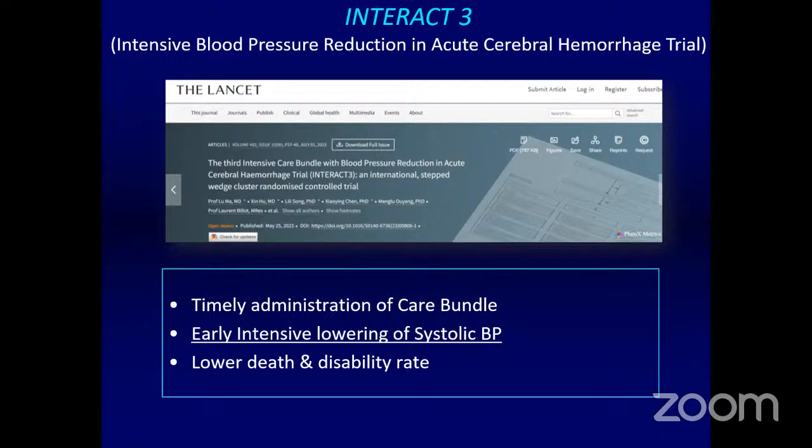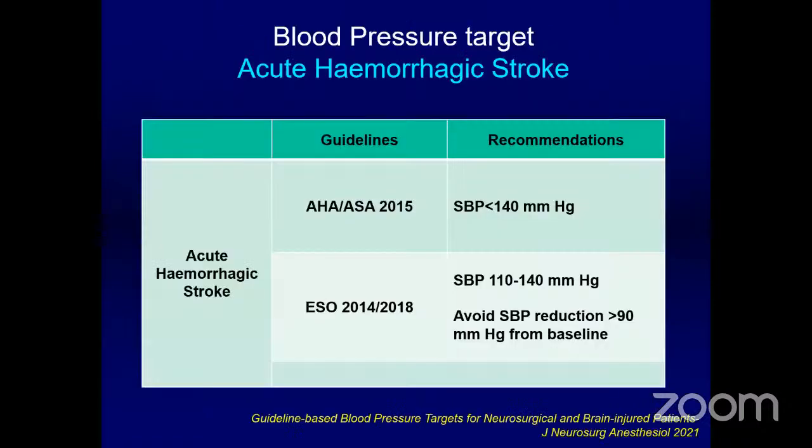So no doubt for patients with acute hemorrhagic stroke, what benefits are seen with an early intensive lowering of blood pressure cannot be negated, and we should be trying to bring down the blood pressure for these patients who are having an acute hemorrhagic stroke. Now the question is what level?